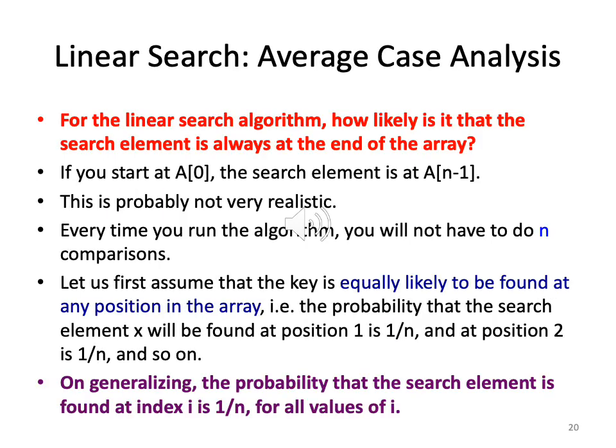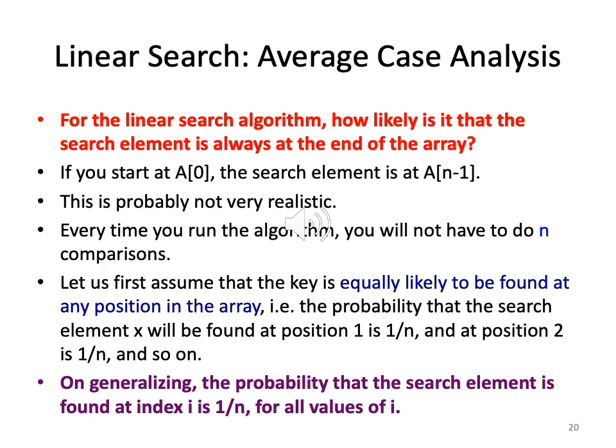Okay, so now I'm on slide 20. For average case complexity, we'll use linear search as the example. For the linear search algorithm, how likely is it that the search element is always at the end of the array? It may not always be. This is the worst case, right? If you start at A0, the search element is at A[n-1]. Probably not very realistic, which means that every time you run the algorithm, you may not have to do n comparisons.